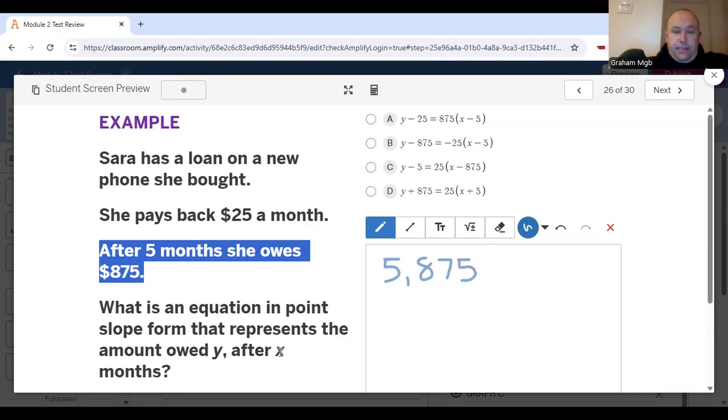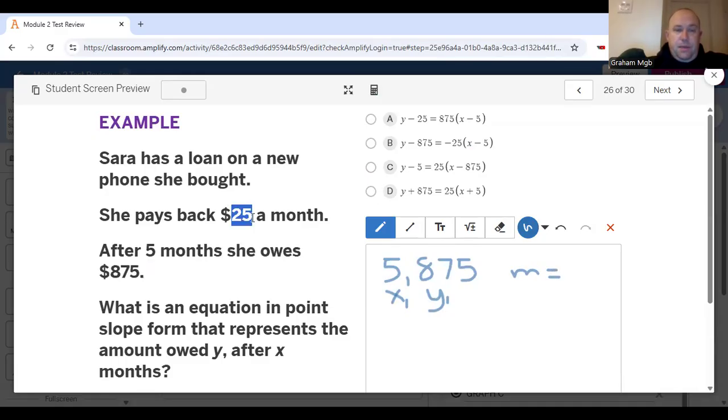And it does say here x is months, so 5 months. That's definitely the x value. And we label that x1, and this is the y value, y1. Now, it might not be immediately obvious what the slope is for this question, but you can actually figure that out from, hey, look, there's another number in this question here, $25 a month. So that amount, how much the money that she owes changes. So that's what the slope is.